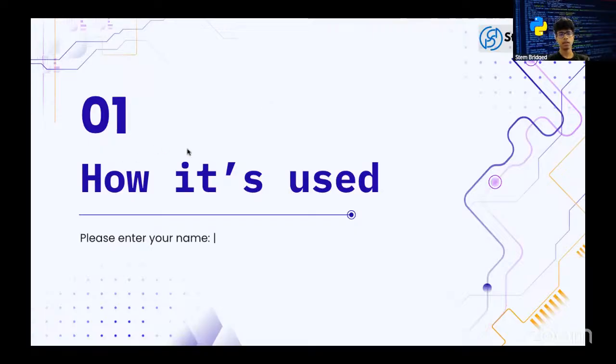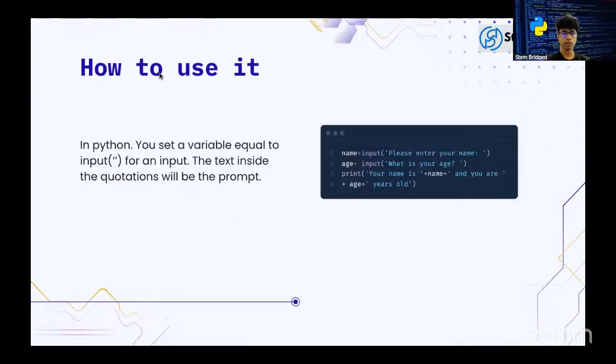How it's used: please enter your name. This is the input. In Python, you set a variable equal to input. These are single quotes for an input. The text inside the quotation will be the prompt. So for example, name is equal to input, quotation marks, please enter your name. Age is equal to input, what is your age?